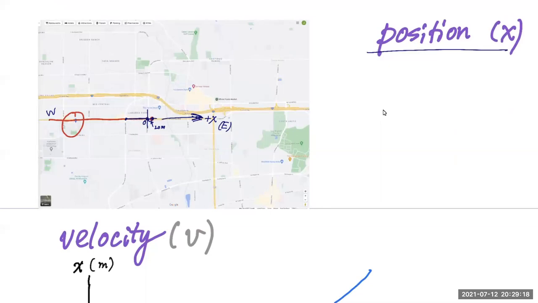Now, if the position changes, then we have what's called a displacement. Okay, so what is a displacement? A displacement is a change in position, delta x.